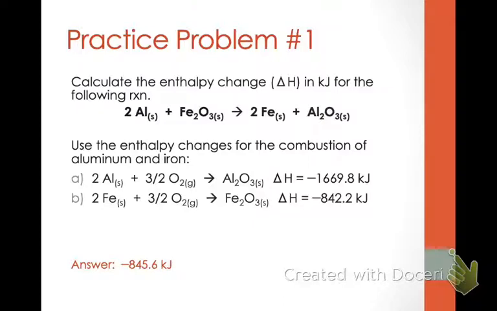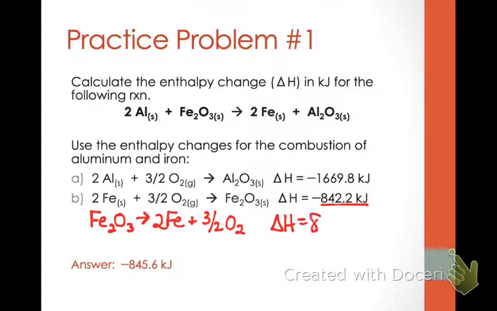But if I look at B, B has the 2 irons on the reactant side, but they should be on the product side. So right away I say, okay, I have to write the reverse of that. So I'm going to reverse B. B becomes Fe2O3 and then 2Fe plus 3/2 O2. Now, because I did that, I have to change the sign of this. So my new delta H is 842.2 kilojoules.